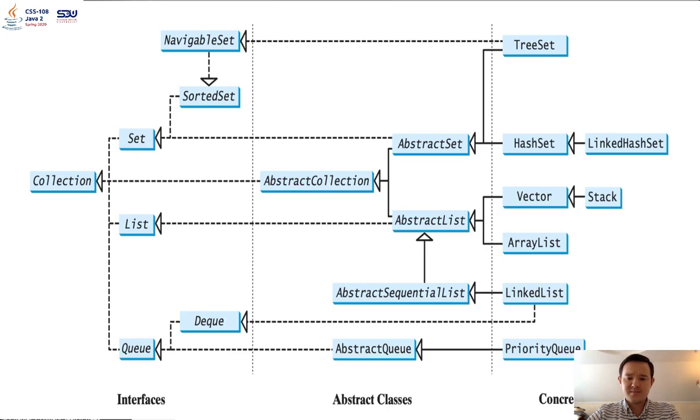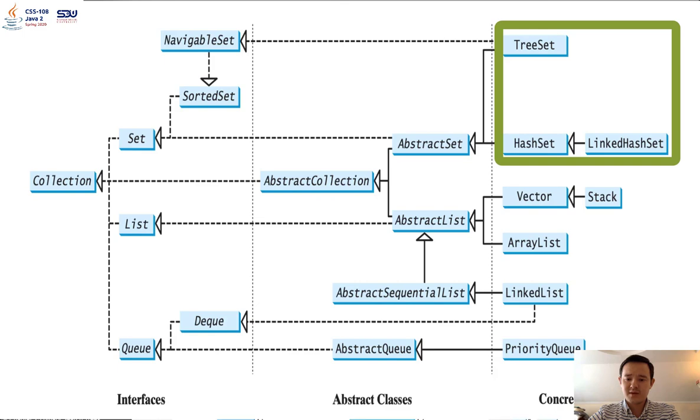Now, these classes are not the only classes in the Java Collections framework. Java Collections framework also contains maps. We're going to be studying maps in our next video lecture. So let's first look at the concrete classes and what these classes are. We can see that some of the classes are sets: tree set, hash set, and linked hash set. A set is a data structure that contains non-duplicate elements, or unique elements. The elements in this data structure do not repeat. Okay, they are unique.